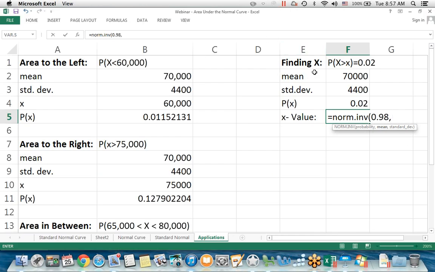And then the mean of 70,000, and then our standard deviation of 4,400. So again, please notice here that instead of typing in 0.02, I typed in 0.98. The reason why is that this problem is giving me the area to the right, but I need to type in the area to the left. So I'm going to take 1 minus this value of 0.02, and that will give me my final answer. So 2% of the tires will last longer than 79,000.